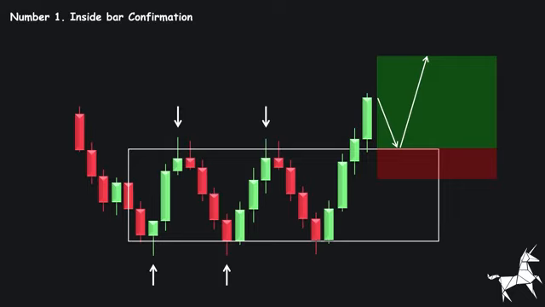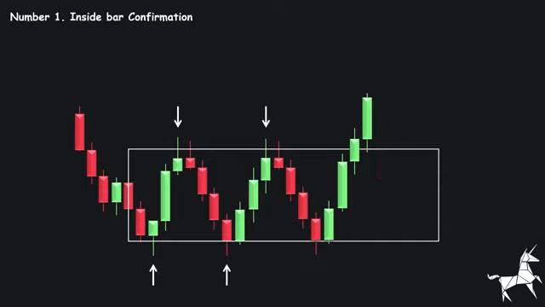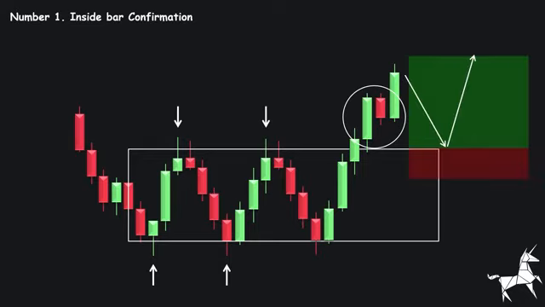But how can we know if this breakout is valid and not a fakeout? If a fakeout occurs, the price will return inside the range and make us lose the trade. So here, if an inside bar confirmation pattern forms, it shows that sellers tried to push the price back inside the range, but failed. This indicates that buyers are in control, making it more likely that the price will rise. You can even use this pattern directly to set up your trades.